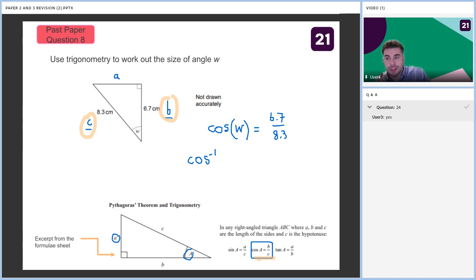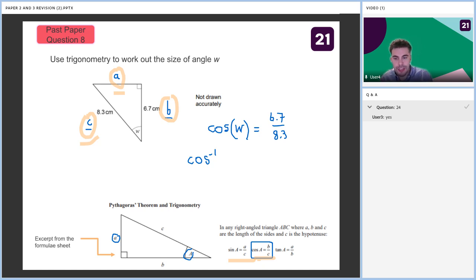If I was given, for example, A and C, then I would use sine, because that's the formula that uses A and C. If I was given A and B, I would use tan, because that's the formula that uses A and B. So it's all to do with which side you're given in the question. Anyway, back to solving the problem.